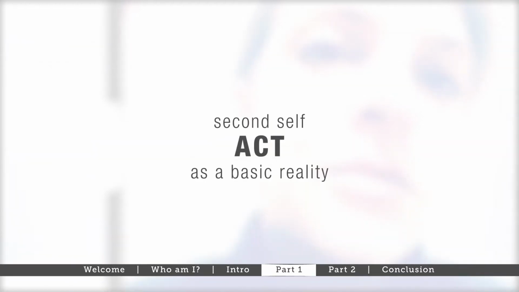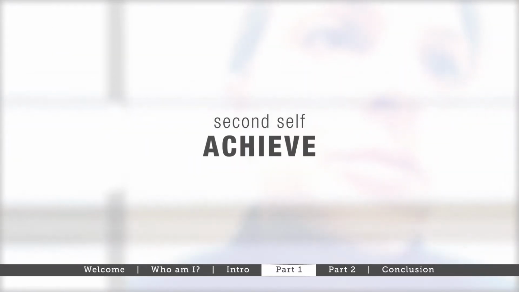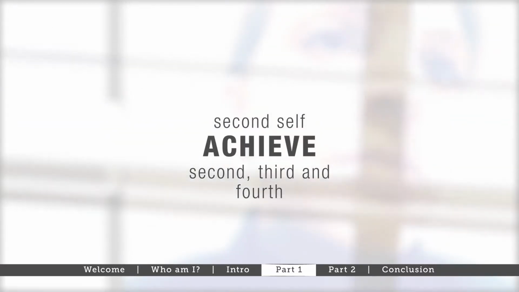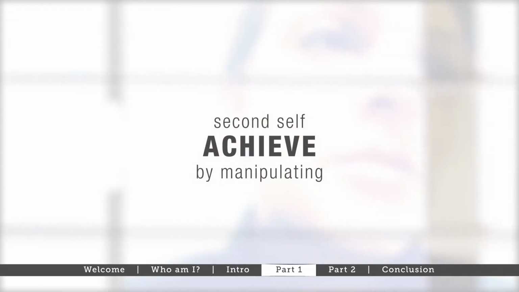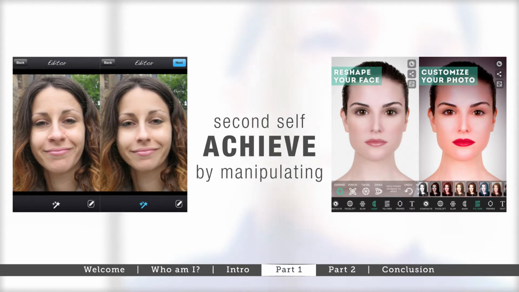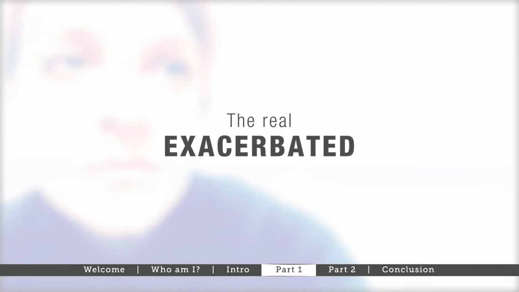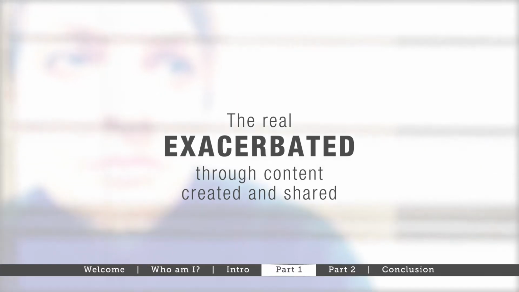Right away, we can see how digital personas act as a basic reflection of reality through the images and parts we use to represent ourselves. Yet, in some cases, users can achieve the second, third, or fourth state by manipulating the second self through software and design environments, like Photoshop and apps, that allow the user to alter their appearance, literally changing how they look. Additionally, the perception of the real is further exacerbated through the content that we create and share.